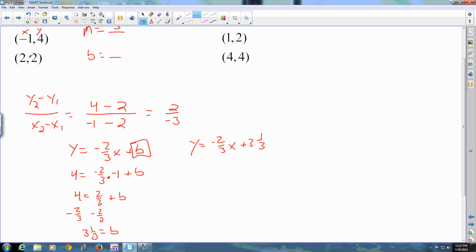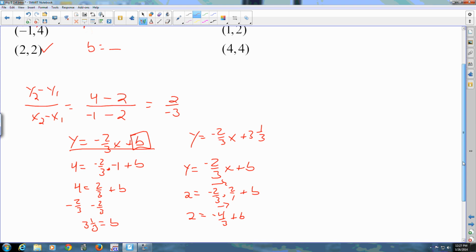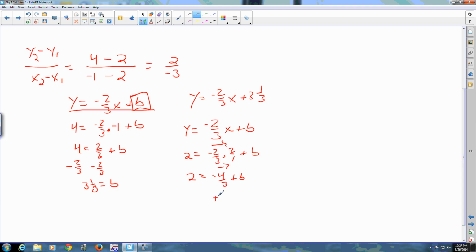All right, showing you it would also work if you use this point. You're going to back up to this right here. This is the stage that you're at, right there. Now I'm going to fill in 2, 2. 2 is equal to -2/3 times 2 over 1 plus b. When you multiply fractions, you just go straight across. So that's going to be 2 is equal to -4/3 plus b. Now you need to move the 4/3 to the other side. So I'm going to add 4/3 to the other side.